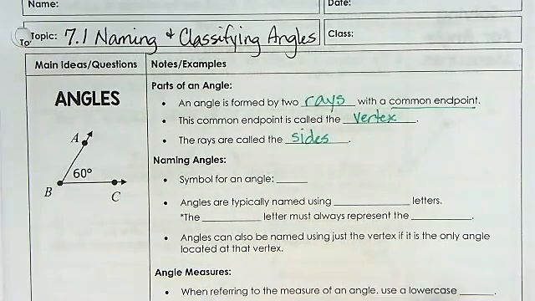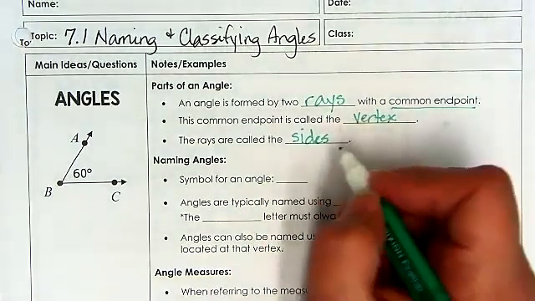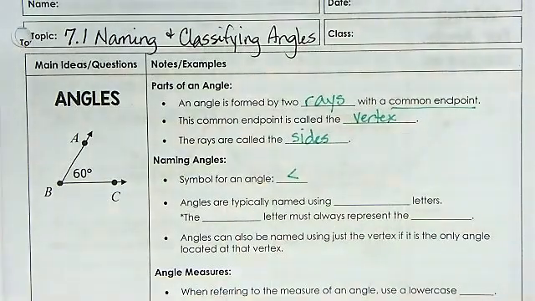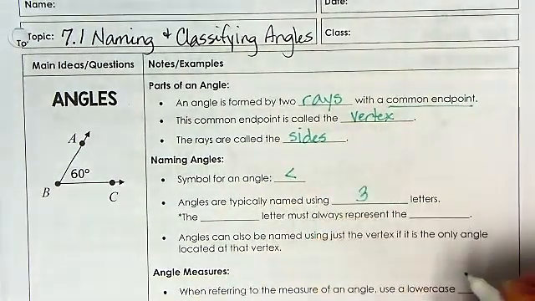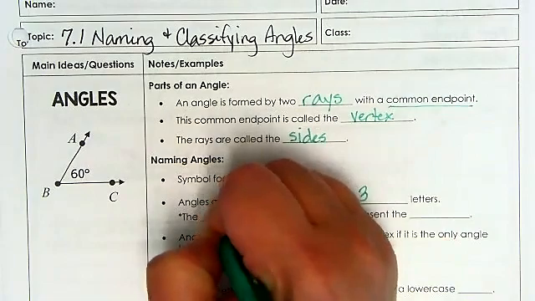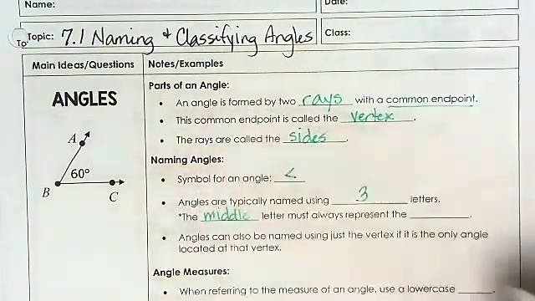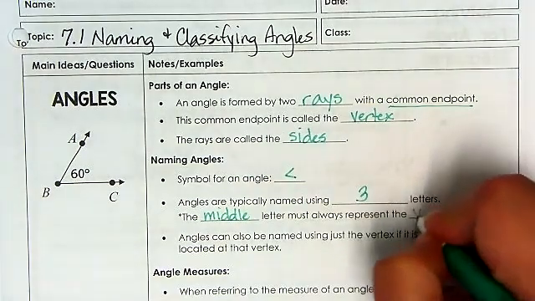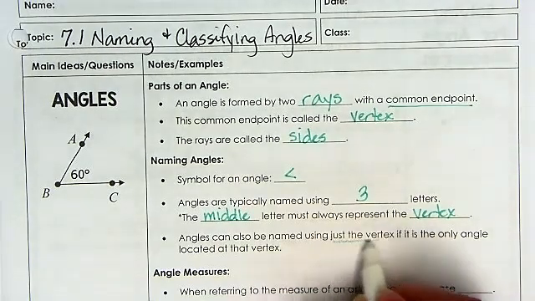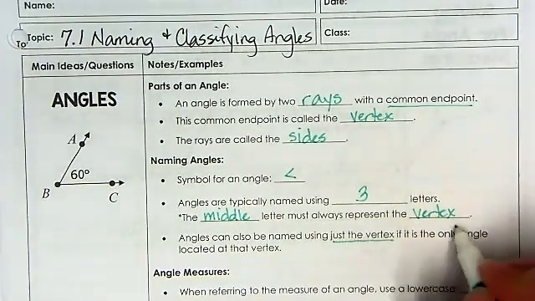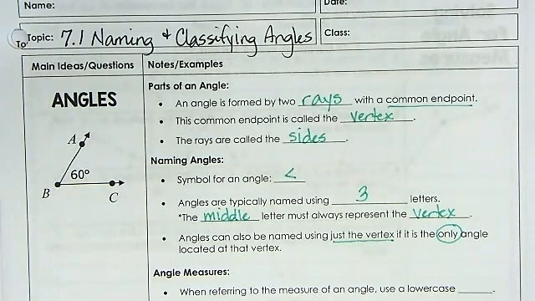All right, so now if we're naming angles, the symbol for an angle is your less than symbol, okay, when you think about it. Angles are typically named using 3 letters. The middle letter must always represent the vertex. Okay, the middle letter is always the vertex. Angles can also be named using just the vertex if it is the only angle located at that vertex. Okay, so if it's the only angle at that vertex, then you can use just the letter.